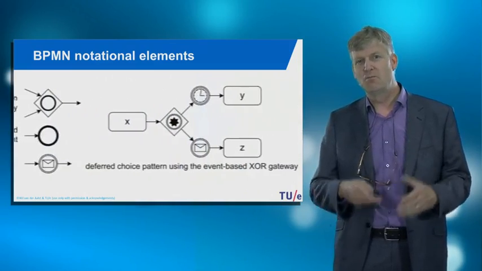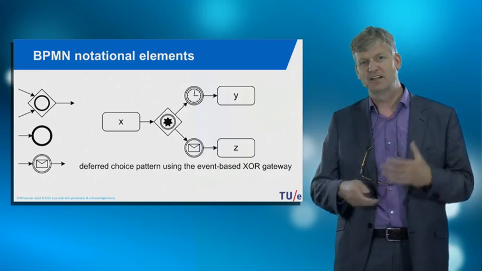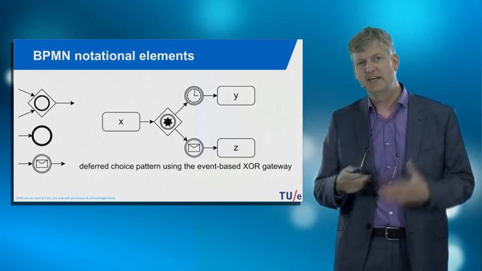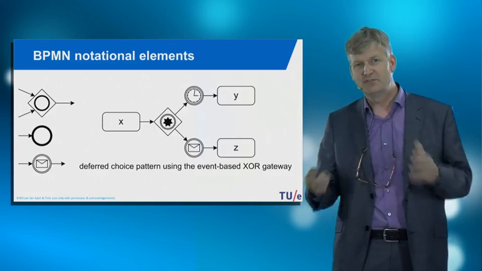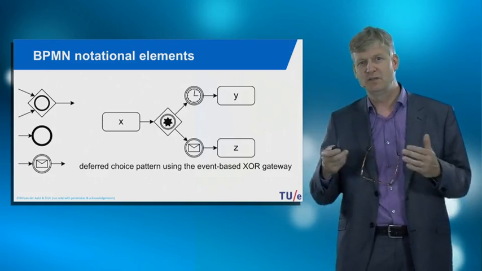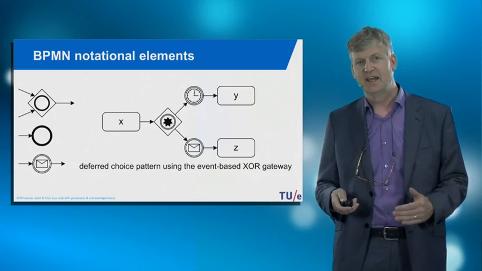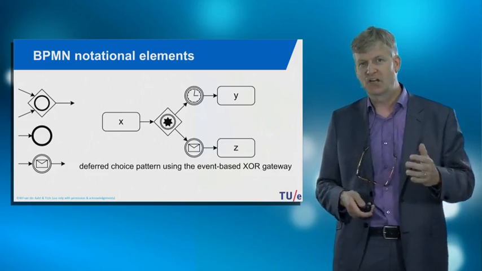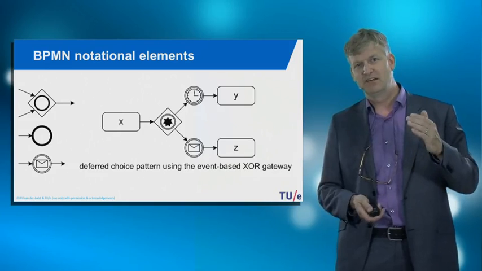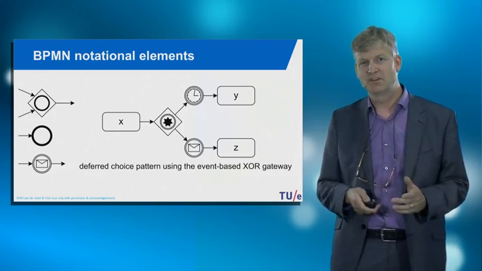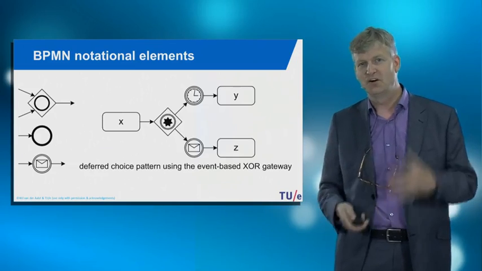There are also more advanced constructs like the deferred choice. So here you see a pattern where after X there is a choice between Y and Z, and there is a race between a clock and a message. If the message is received before a particular point in time, we do Z, otherwise we will do Y.